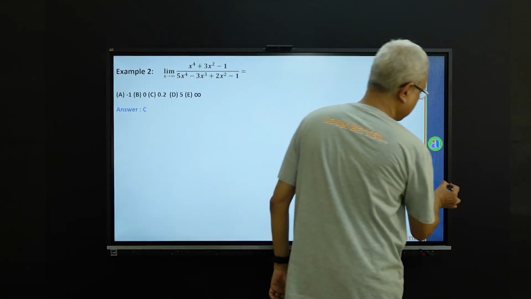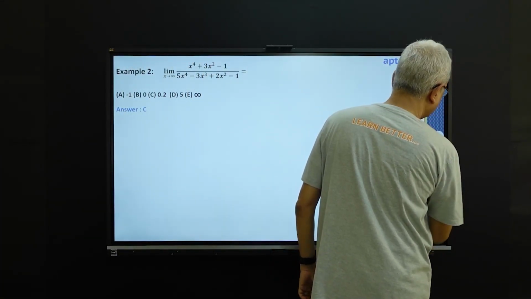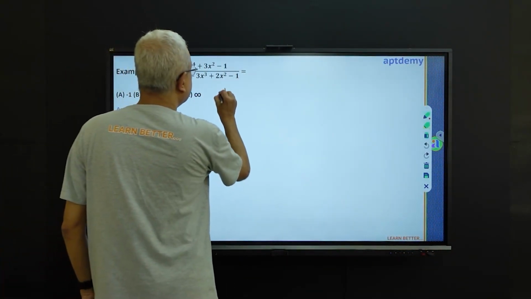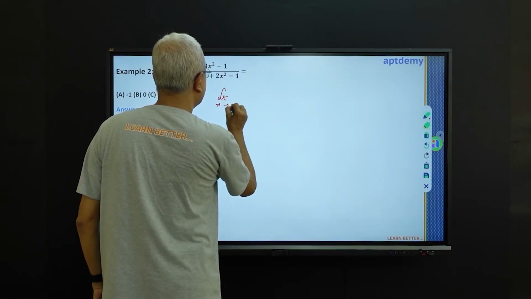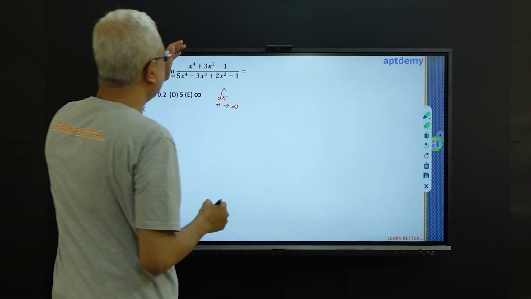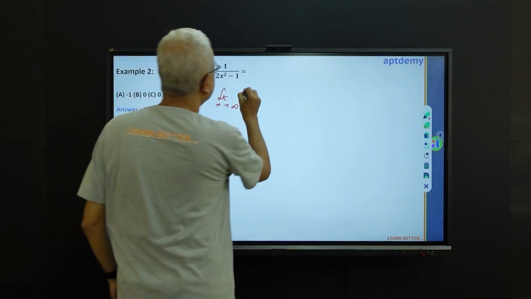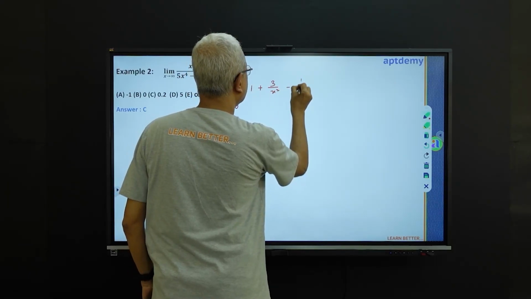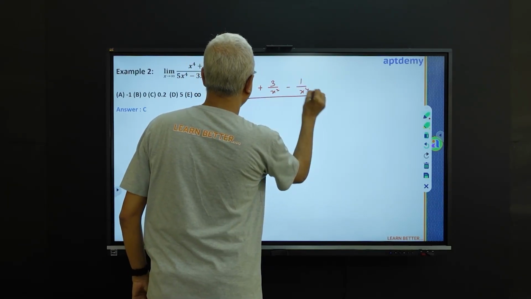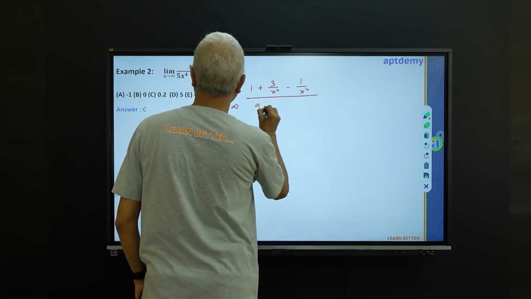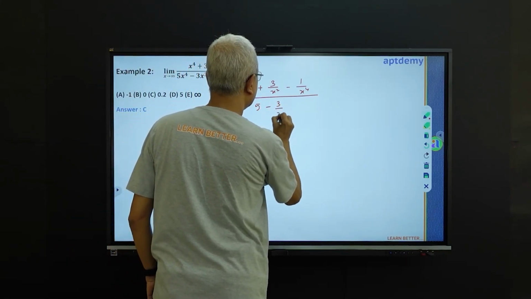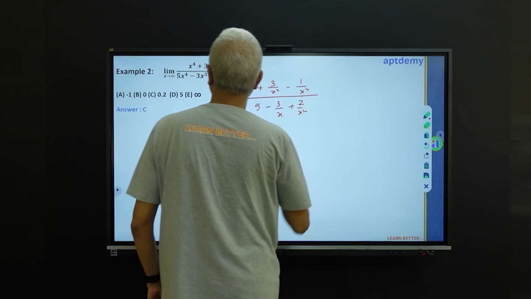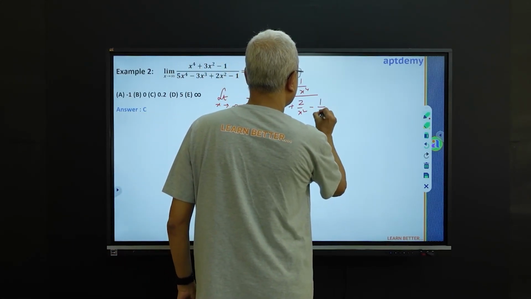Next problem. This limit x tends to infinity, divide both numerator and denominator by x to the power 4. This is the standard technique. 1 plus 3 by x square minus 1 by x to the power 4, divided by 5 minus 3 by x plus 2 by x square minus 1 by x to the power 4.